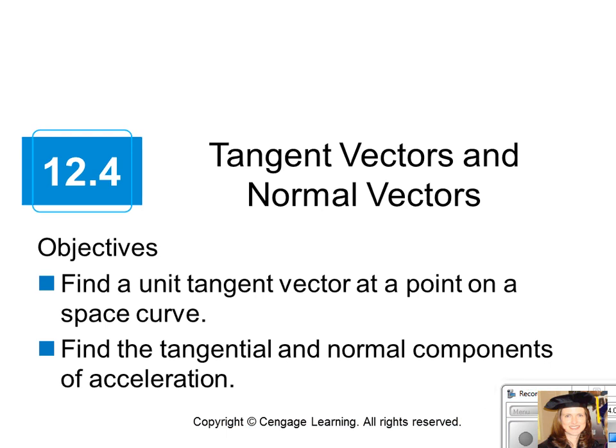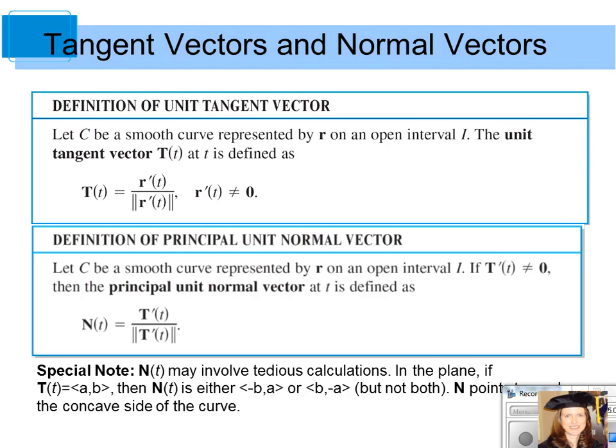In section 12.4, we're covering tangent vectors and normal vectors. The objectives are to find a unit tangent vector at a point on a curve and find the tangential and normal components of acceleration. Here are the definitions for a unit tangent vector and the principal unit normal vector.